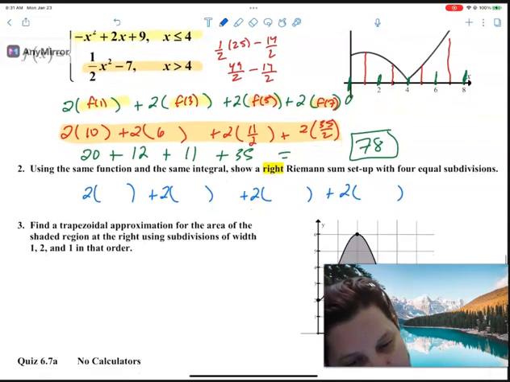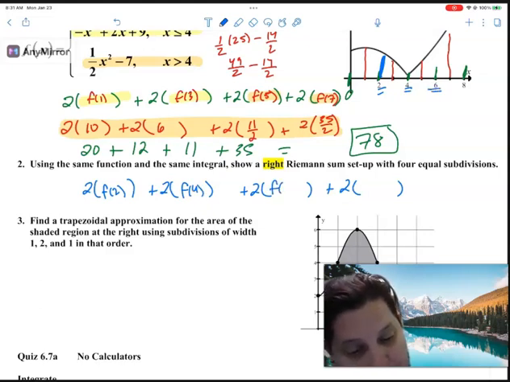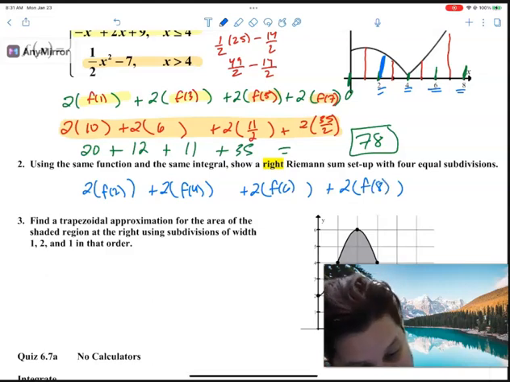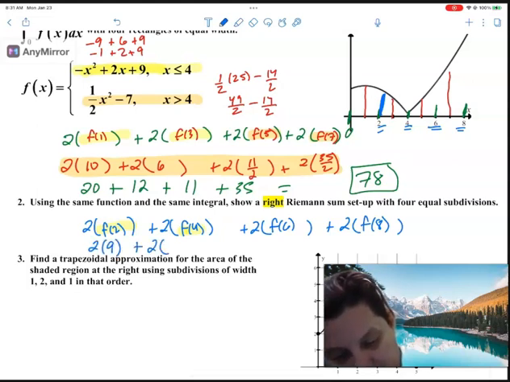It's just that for my first rectangle, on the right, I pick f of 2. On the right, I pick f of 4. On the right, I pick f of 6. And on the right, I pick f of 8. Now again, these 2 and 4 will go up into here. f of 2 would be negative 4 plus 4 plus 9, so that's 9. f of 4 would be negative 16 plus 8 plus 9, so that'd be 1.